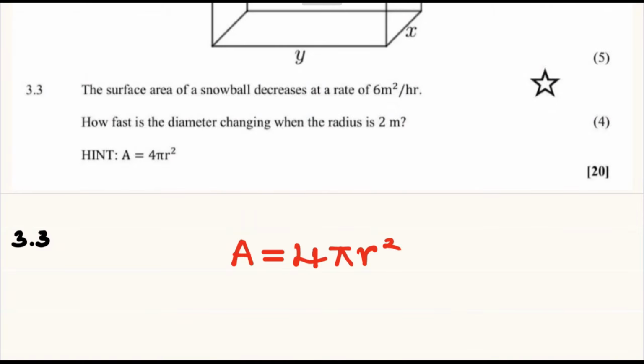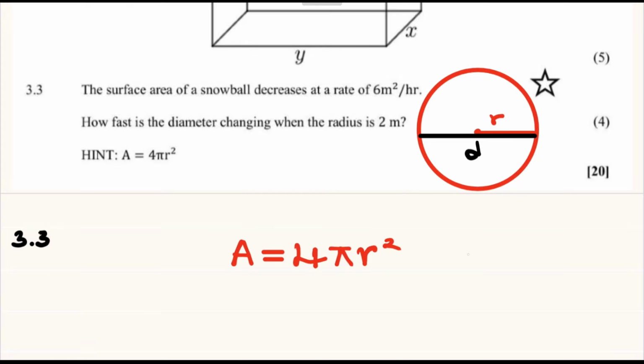Question 3.3 states that the surface area of a snowball decreases at a rate of 6 meters squared per hour. How fast is the diameter changing when the radius is 2 meters? And that A that we are given is actually the surface area. So we draw a circle, and from the center to the edge we have a radius, and from the edge to the edge we have a diameter. So in other words, the diameter is equal to twice the radius, or making r the subject of the formula, the radius is equal to the diameter divided by 2.